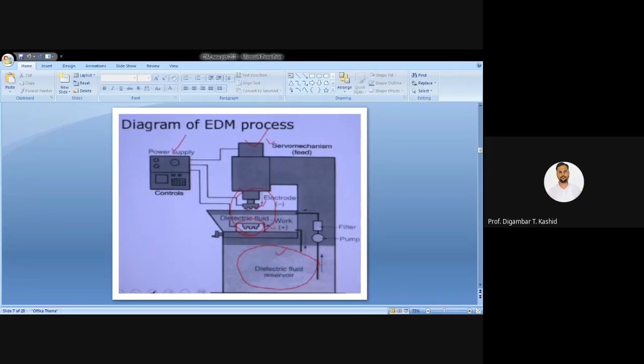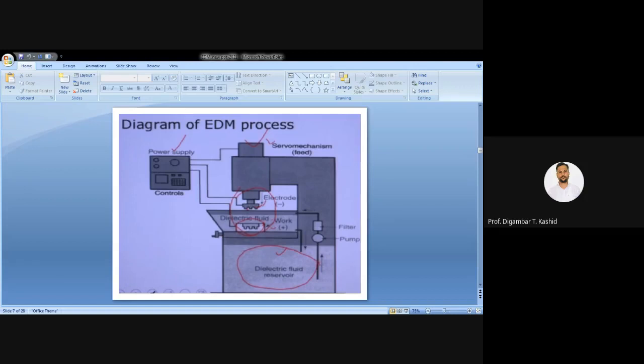And this is your workpiece, which is connected to the positive terminal of your power supply, so it will act as an anode. Whatever protrusion or shape is given to the tool, the same shape will be generated on the workpiece. So a similar protrusion is generated into the workpiece surface.